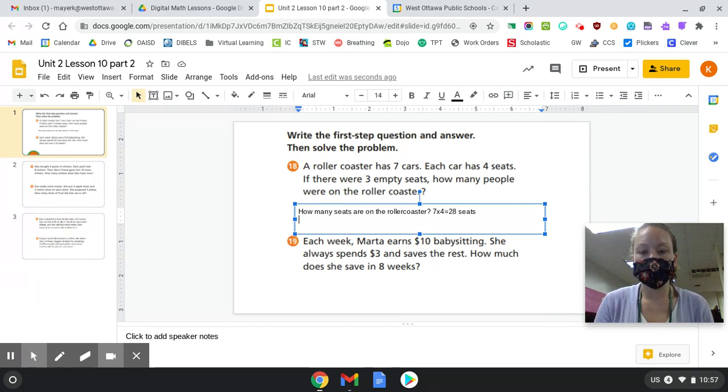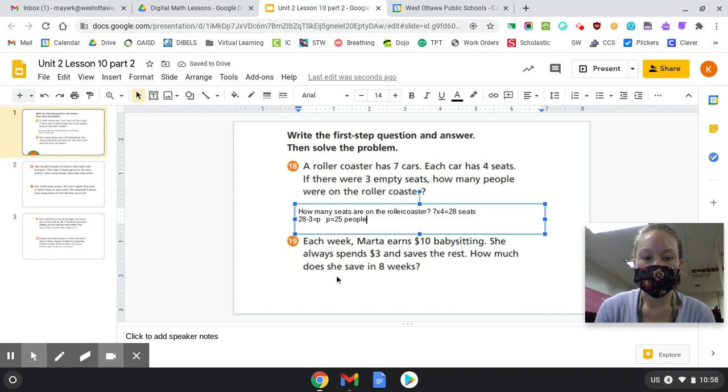So hopefully you're thinking that what we need to do is take our 28 total seats and minus or take away the 3 empty ones. And that will give us how many people there are. So 28 minus 3 is going to equal P for people. I'm going to hit the space bar a couple times. P equals 28, take away 3 would be 25 people. So there are 25 people on the roller coaster.